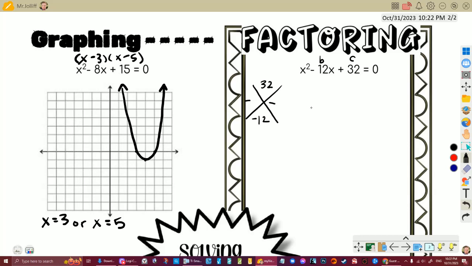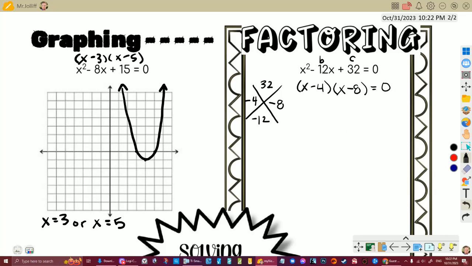So two numbers that multiply to 32. I happen to know that 4 and 8 work. 8, 16, 24, 32. So 4 times 8 is 32, and 4 plus 8 is 12. So that does work out. So this function is x minus 4 times x minus 8. And we're going to set that equal to 0.